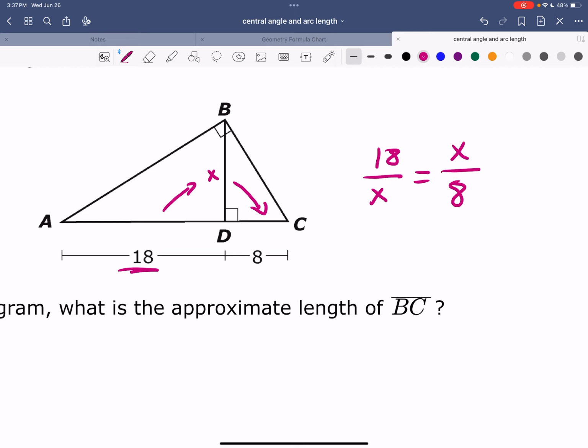If you don't know what this is, just figure it out. Look at the question. 18 over x and x over 8, that's what I did here. After this, you just use menu 31. Let me do menu 31: 18 over x equals x over 8, and then x, you're going to get 12. So x equals 12.